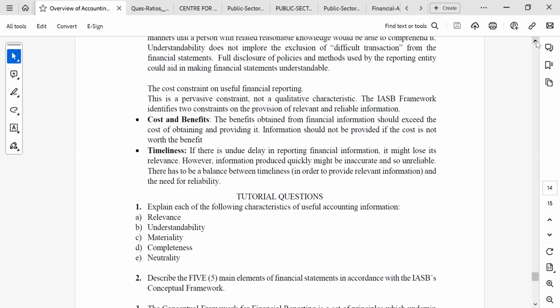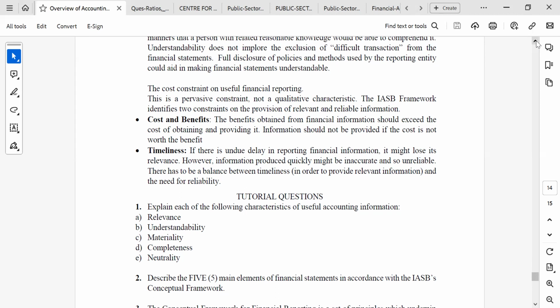So that kind of pressure can lead to what? Inaccuracy. The person will end up providing inaccurate and unreliable information to the people. And if the information is inaccurate and unreliable, it means that the characteristic of faithful representation will not be there. So all these characteristics cannot just be achieved like that. There will be situations that limit the financial statement from having all these characteristics. Those are what we call the cost constraints on financial reporting.